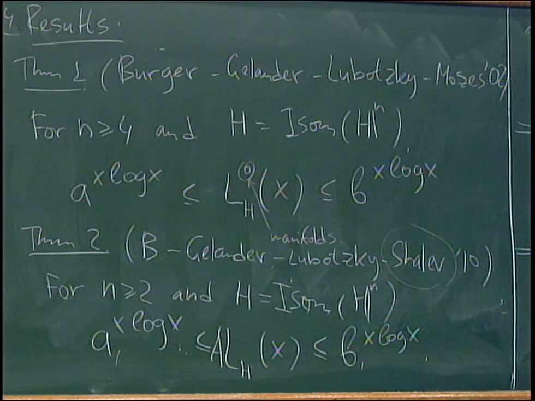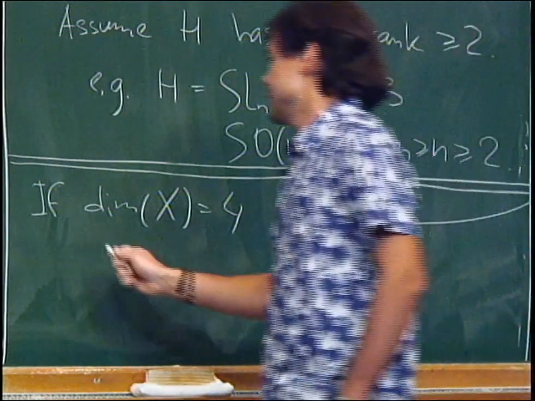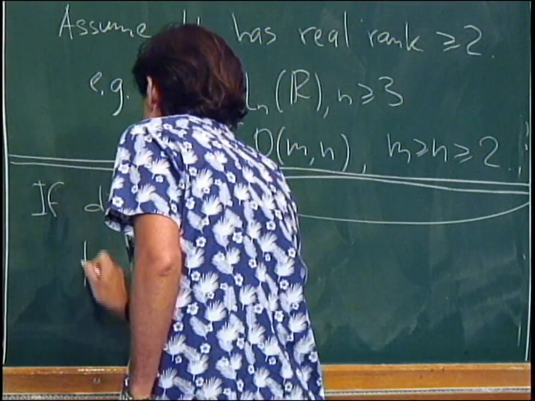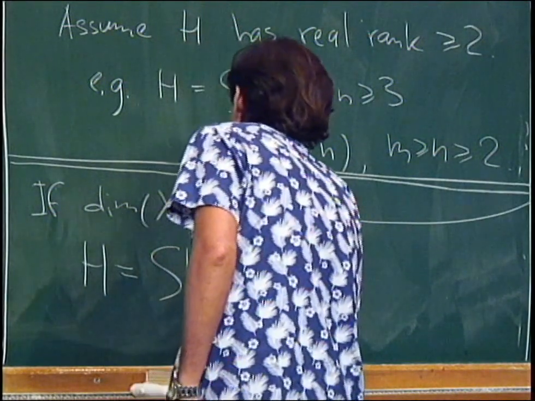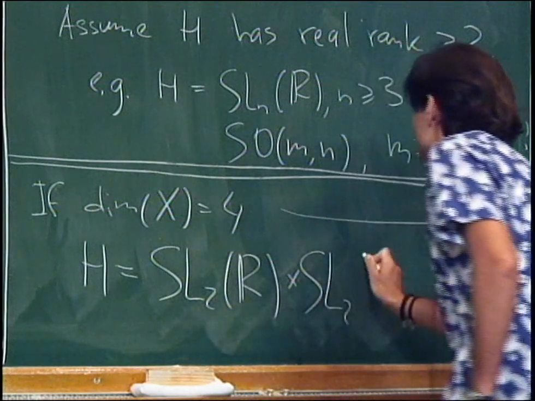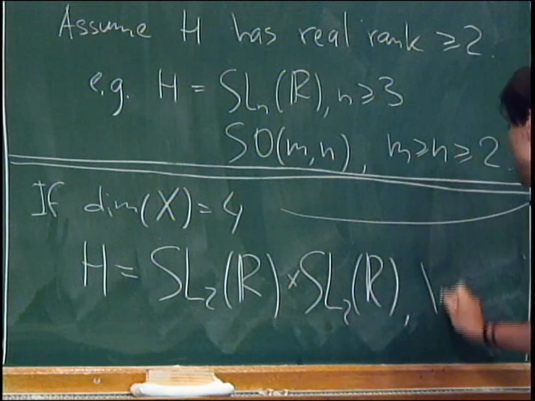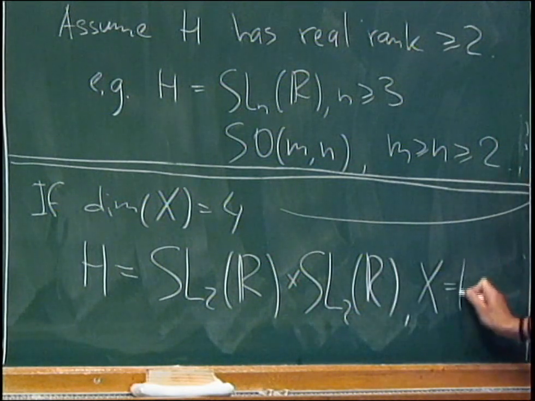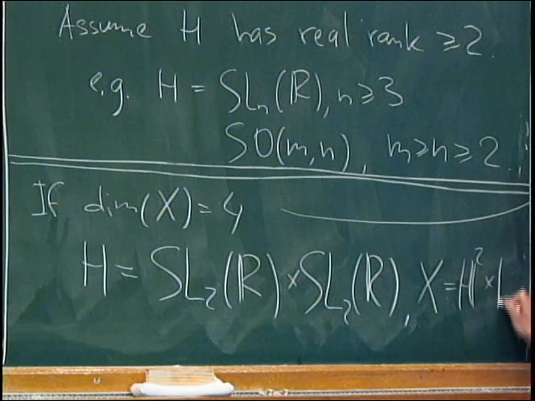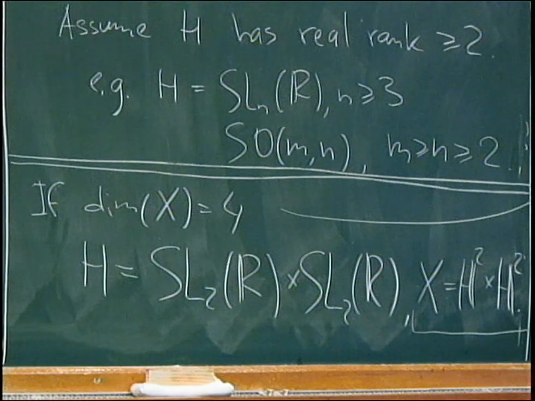And for this type of behavior, the only candidate is H is a product of SL2R by SL2R. And so the space X will be a product of two hyperbolic planes. And I want to say that I find it's a very interesting space. So it's a product of two hyperbolic planes.